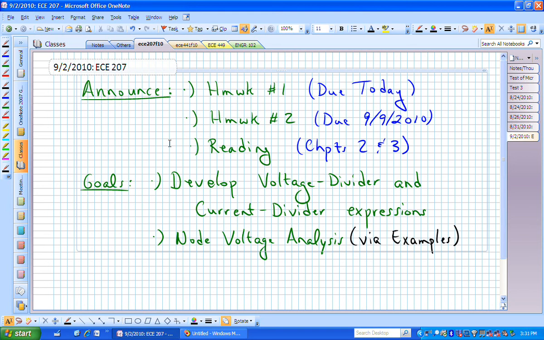What we want to do today is, did everyone go home and figure out how to do the voltage divider problem? We'll talk about that today. I didn't see too many rapid hands go up. We'll talk about the voltage divider, or how to develop that expression, the current divider, and we'll begin talking about node voltage analysis. That's our plan for today.